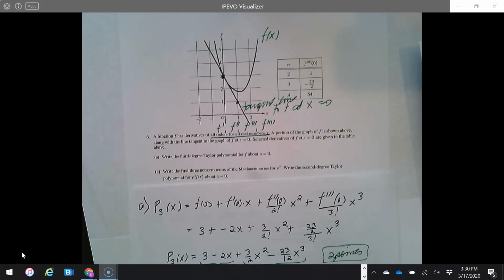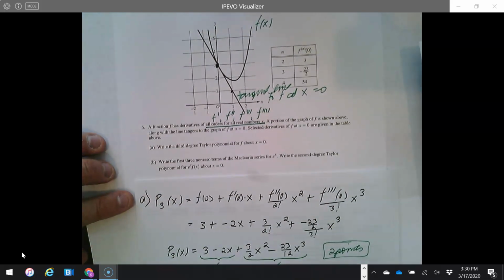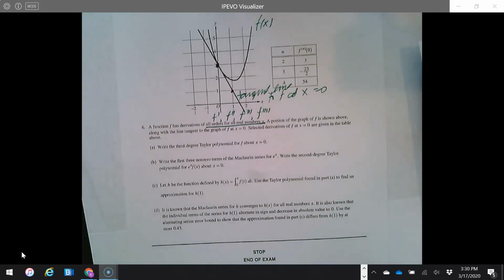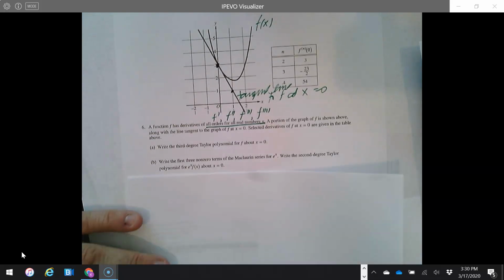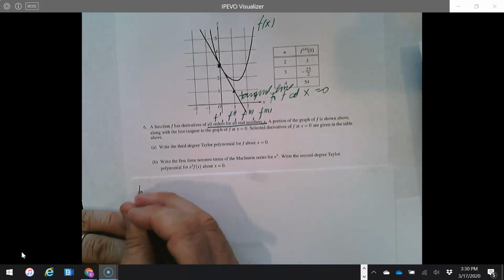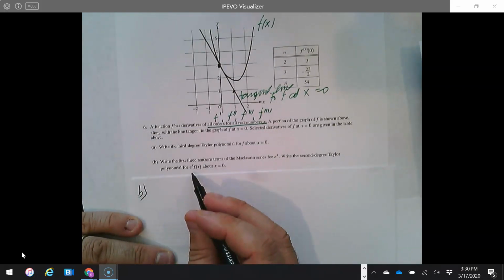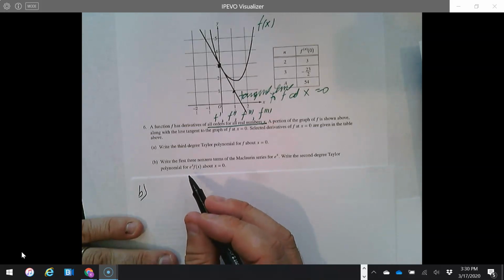Let's look at part B. In part B, we're asked to write the first 3 non-zero terms of the Maclaurin series for e to the x, and then write the second degree Taylor polynomial for e to the x times f of x.